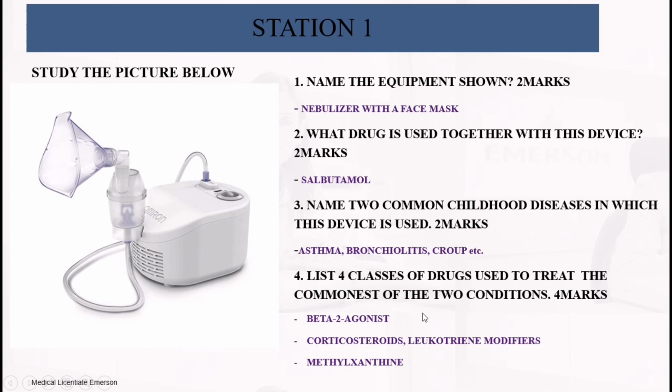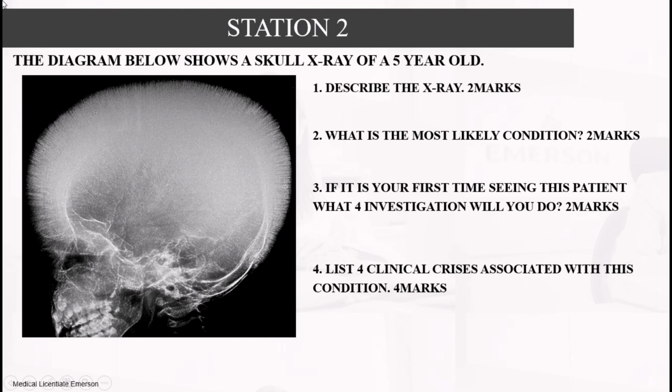Okay. Then station 2, the diagram below shows a skull X-ray of a 5-year-old. Then this is a skull X-ray. Describe the X-ray to max. What is the most likely condition? If it is your first time seeing this patient, what 4 investigations will you do? List 4 clinical crises associated with this condition.